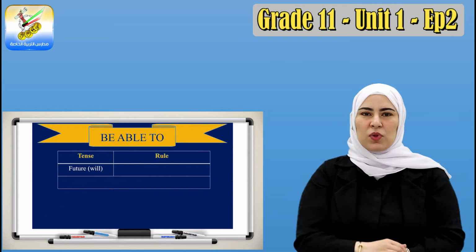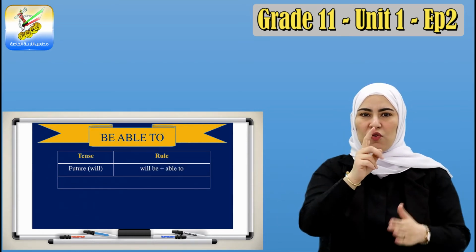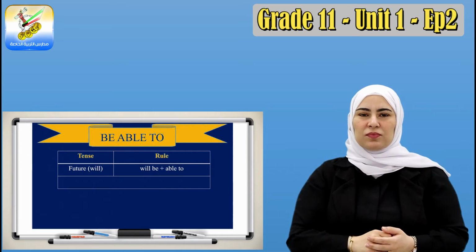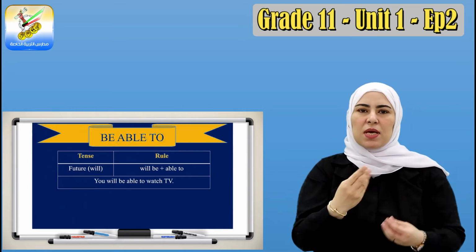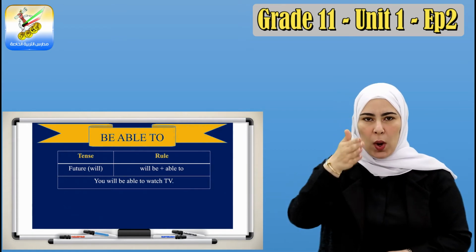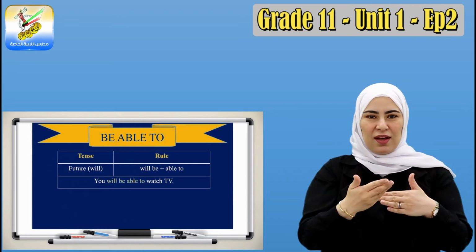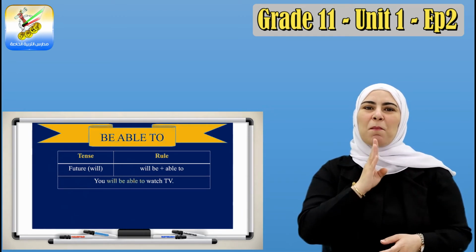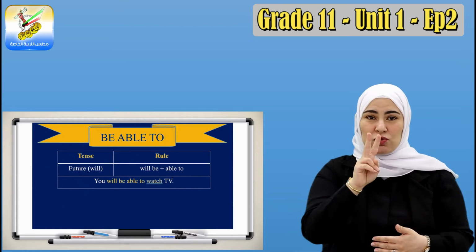How to use be able to in future tense. Look at the rule. According to the rule, to use be able to in future tense, you must put will be plus able to. Here's an example. You will be able to watch TV. Notice we used will be plus able to. The verb that refers to the ability is watch.